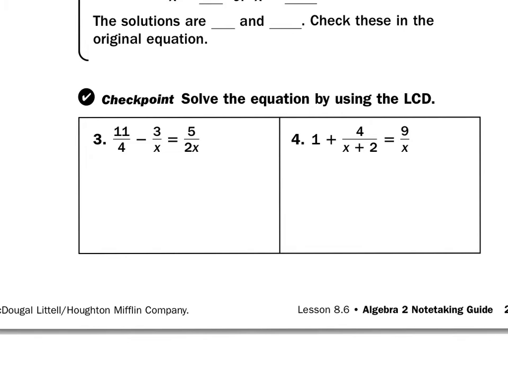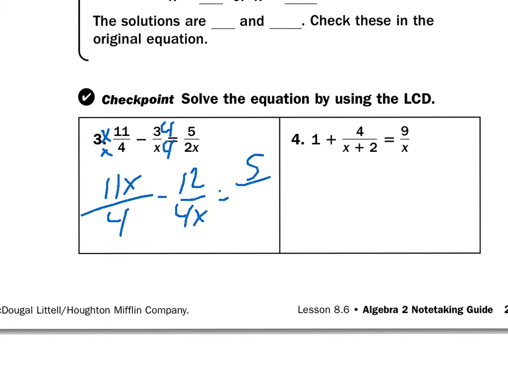All right, welcome back. I hope you were able to tackle this at least a little bit. Maybe on this first one, what you did is you multiplied the top and bottom by x, and the second one top and bottom by 4, and so you got 11x over 4x minus 12 over 4x equals 5 over 2x. And then so you had 11x minus 12 over 4x equaled 5 over 2x.